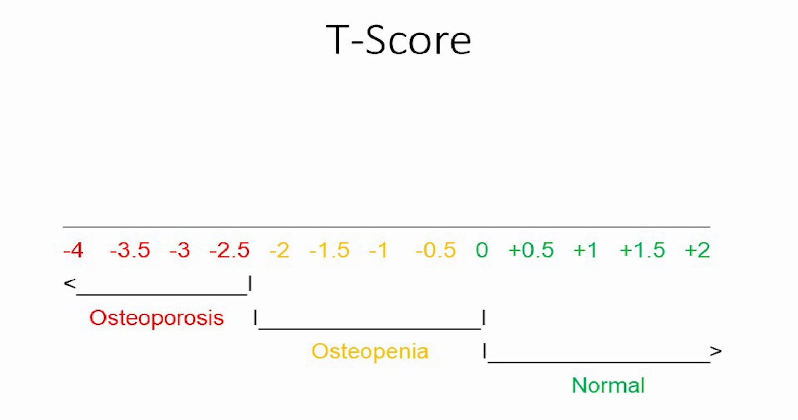It's the scale used for determining who has normal bone mass, osteopenia, and osteoporosis. And the ranges indicated are called T-scores. So a T-score of 0 and above indicates a normal bone mass. A T-score of negative 0.1 to negative 2.4 indicates osteopenia. And a T-score of negative 2.5 and lower indicates osteoporosis.